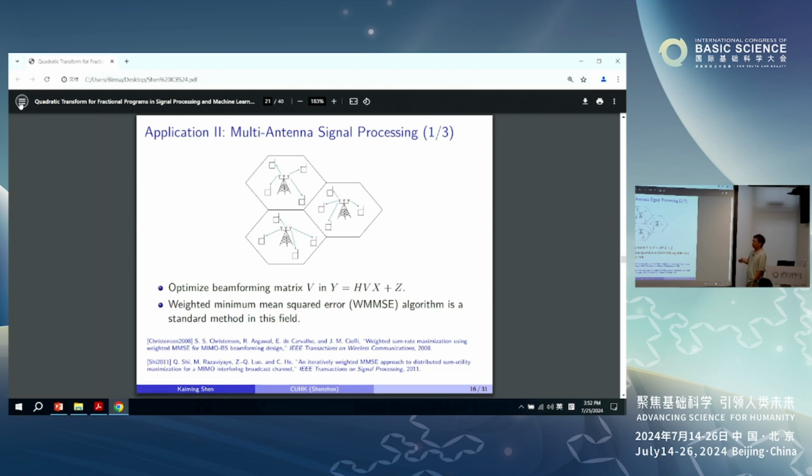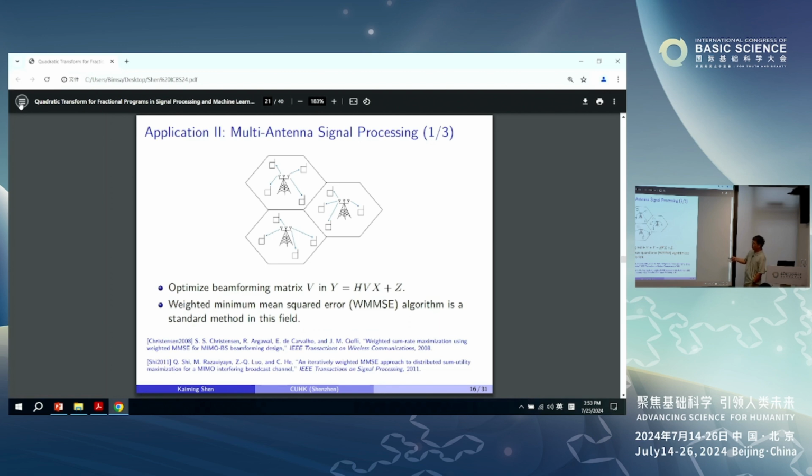So the previous example is about AI, and our next application case is about signal processing. To be more specific, we consider multi-antenna signal processing. So let's consider a wireless network. So we have 3 cells. And in the middle of each cell, we have a base station, which is the transmitter. And we have a bunch of user terminals within each cell. And the aim of each base station is to transmit independent data signals to its associated user terminals. And here's the system model. Y is the received signal, H is the channel, V is the beamforming vector, X is the transmit signal, Z is the additive noise. And all these variables are given except V.